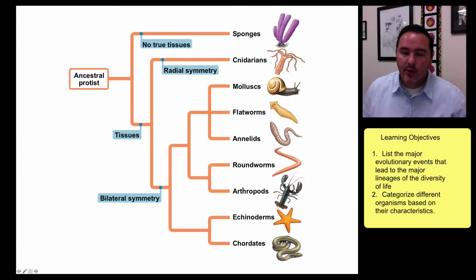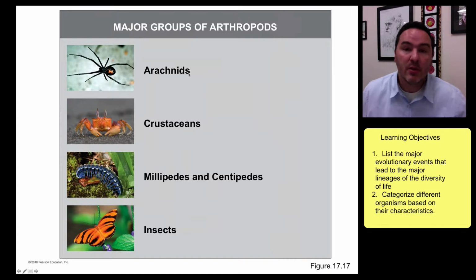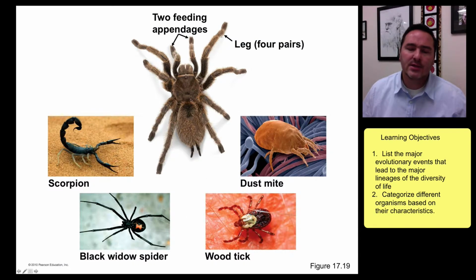Closely related to the roundworms are the arthropods. They both have exoskeletons that they need to shed when they need to get bigger. They're called the ecdysozoa, so that's where they're closely related to each other. And of course, you're familiar with many arthropods like the arachnids, crustaceans, millipedes, centipedes, and insects. Within the arachnids, though, there's not just spiders. We're also talking about things like scorpions, mites, and ticks.